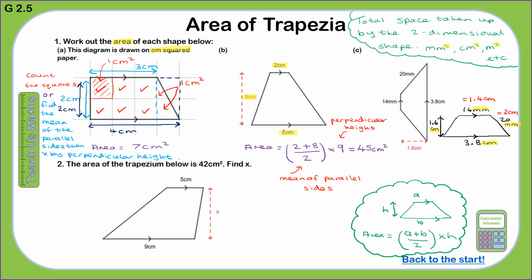Finally, you may have noticed that we have been given too many measurements. Remember the formula for the area of a trapezium is (A plus B) divided by 2, multiplied by H, where A and B are the two parallel sides and H is the perpendicular height. So the measurements we need to use are the two parallel sides, 1.4 centimetres and 3.8 centimetres, and also the perpendicular height, 1.6 centimetres. We do not use the diagonal height.